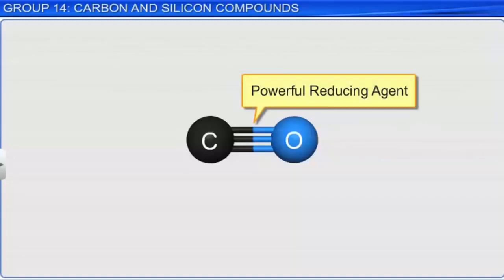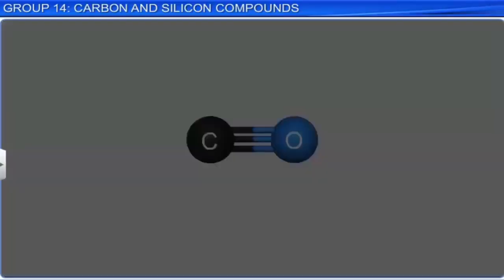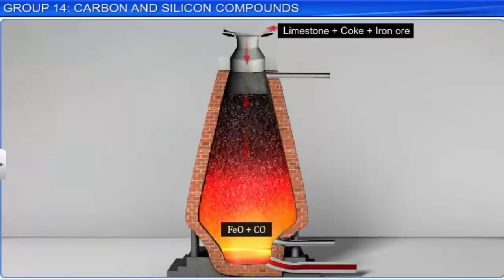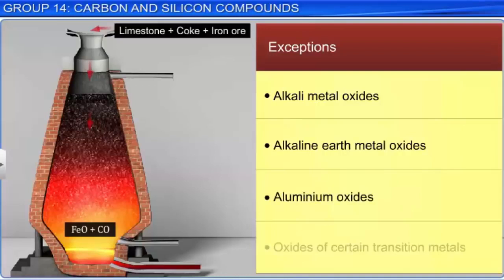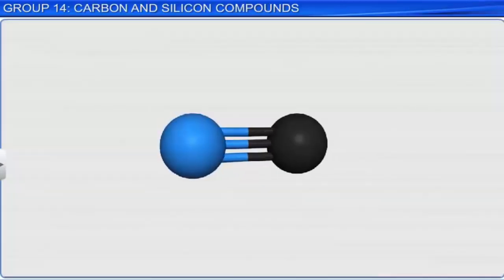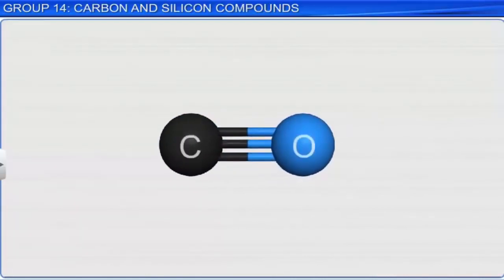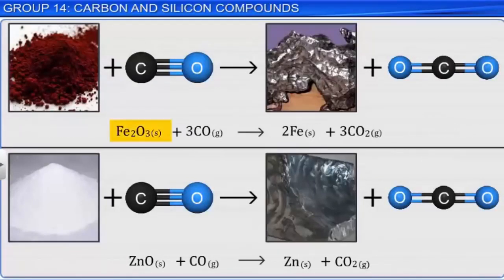Carbon monoxide is a powerful reducing agent. When exposed to metal ores, it reduces most of them to the elemental form of the metal. Note that carbon monoxide cannot reduce the alkali and alkaline earth metal oxides, aluminium oxides, and the oxides of certain transition metals. Reactions with carbon monoxide are used to extract many metals from their ores. The reactions here show iron 3 oxide and zinc oxide producing iron and zinc. In the process, carbon monoxide is oxidized to form carbon dioxide.